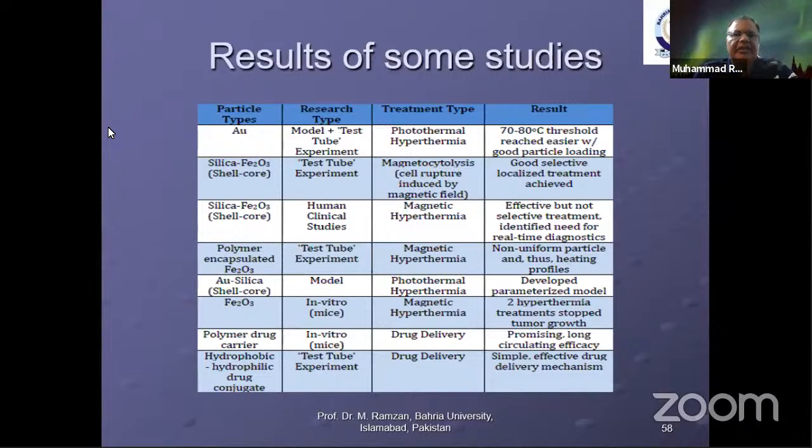You can see the results of some studies. You can see the particle being chosen as the model for the experiment, and the photothermal hyperthermia, with absorption and the 80 degrees Celsius threshold reached. These all are basically the medical side, the uses of the particles and electrons.